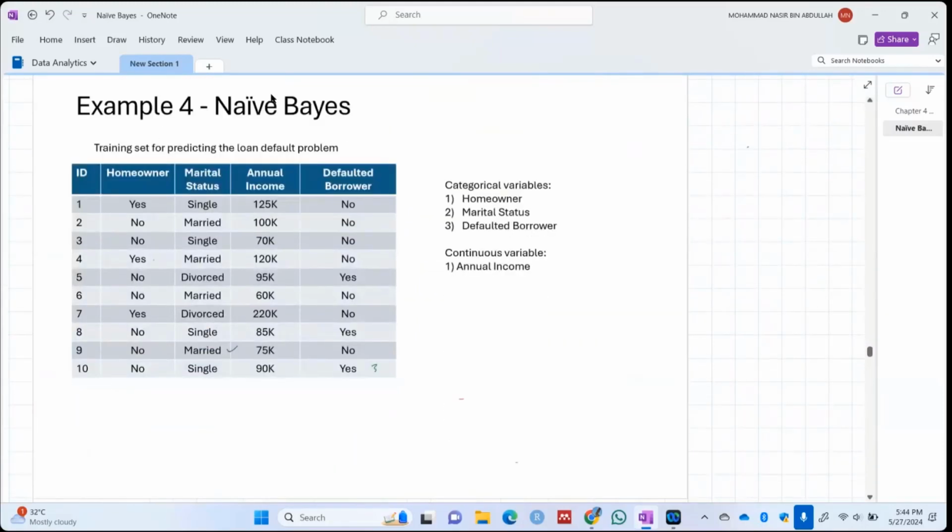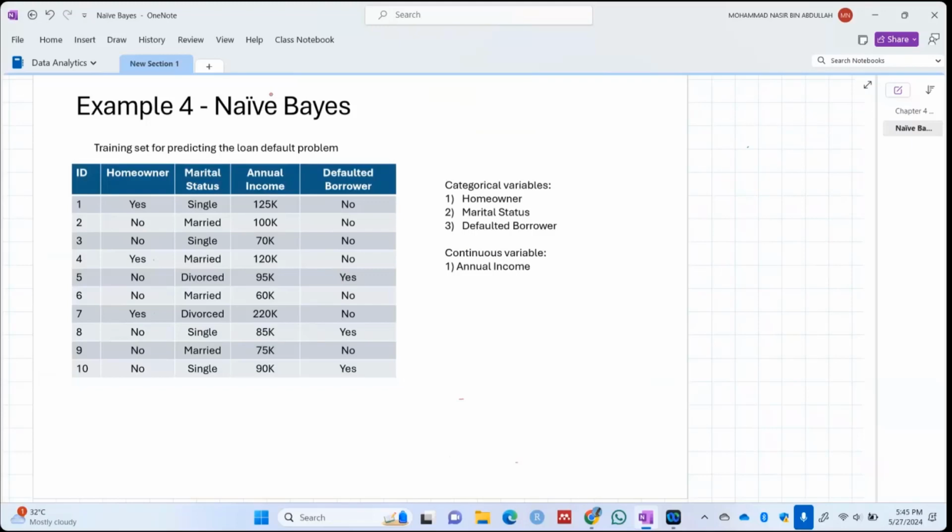Now let's look at example number 4. So we have data, and we want to apply naive Bayes. I think we can finish by 6, and we can continue linear discriminant after that. So we have 4 variables. 3 variables are categorical, right? 1 variable is continuous.